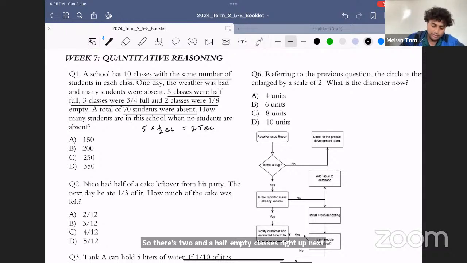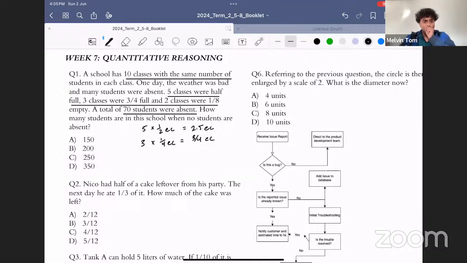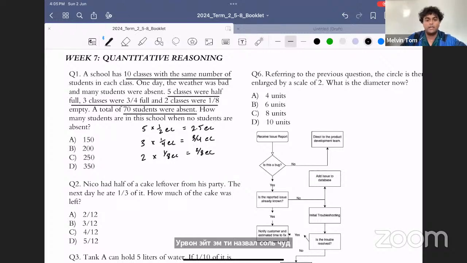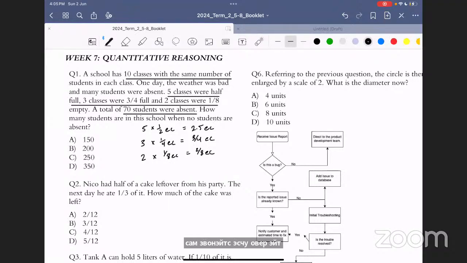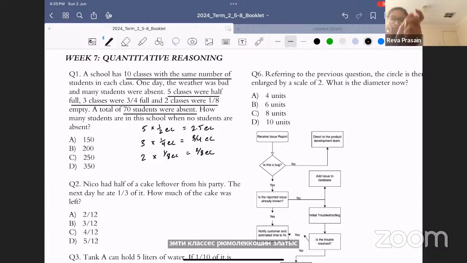Up next, we have 3 classes that were 3/4 full. If they're 3/4 full, that means 1/4 was empty. So 3 classes were 1/4 empty, which means 3/4 of a class was empty. And then finally, 2 classes were 1/8 empty as well. So 2 times 1/8 is 2/8 empty classes. Anyone have any questions about this? No.